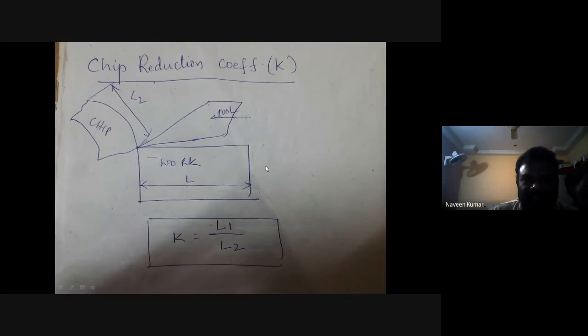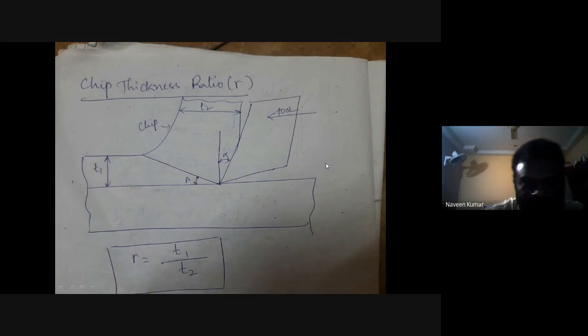So chip thickness ratio r is given by T1 by T2. Chip thickness ratio is equal to T1 by T2, where T1 is the thickness of the chip before cutting and T2 is the thickness of the chip after cutting. And the chip thickness ratio is always less than 1.